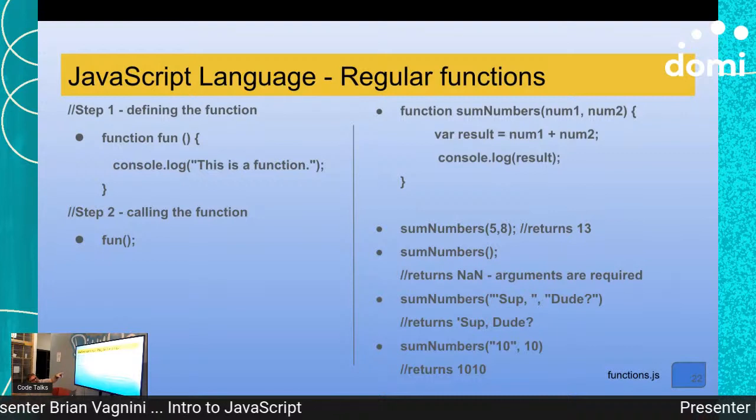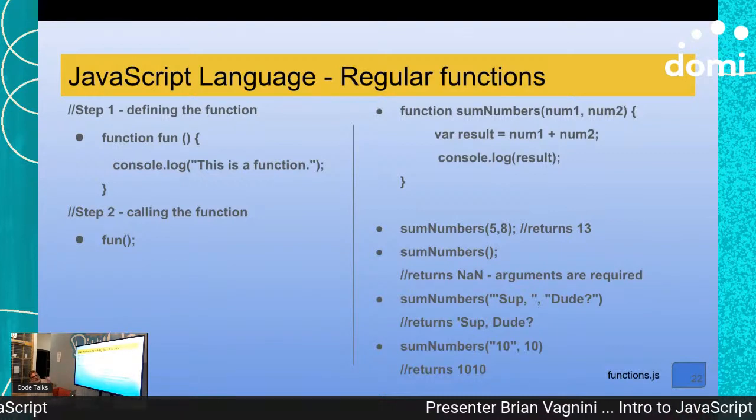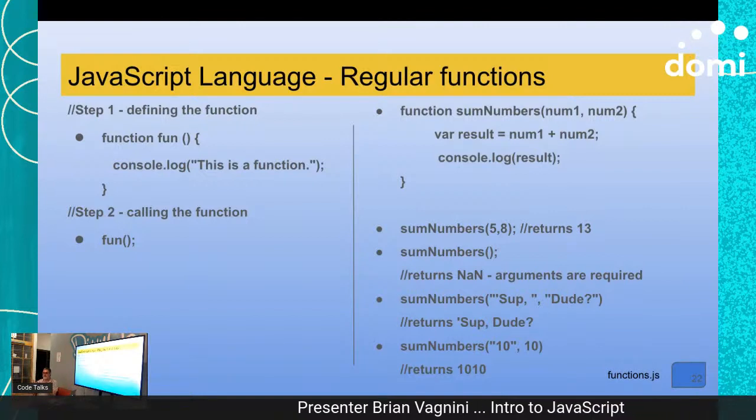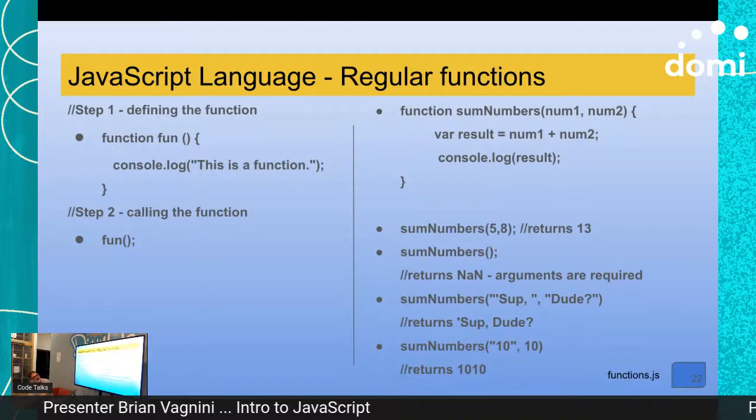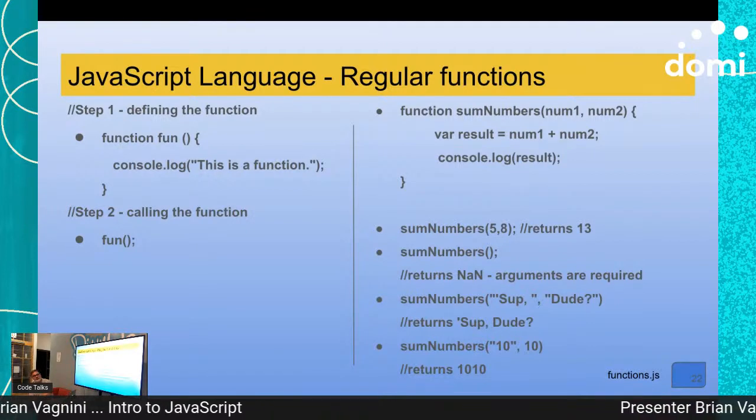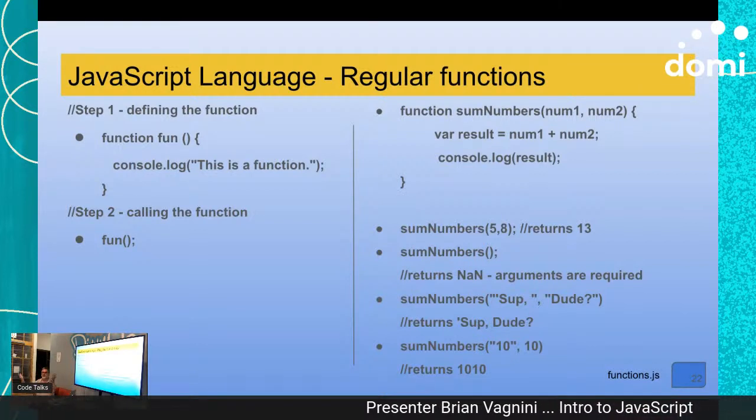So here we're saying that we're going to have a function called sumNumbers. We have num1 and num2. I know, very clever variable names here. And another variable called result, and it is what happens when we add num1 and num2 together. Really easy.